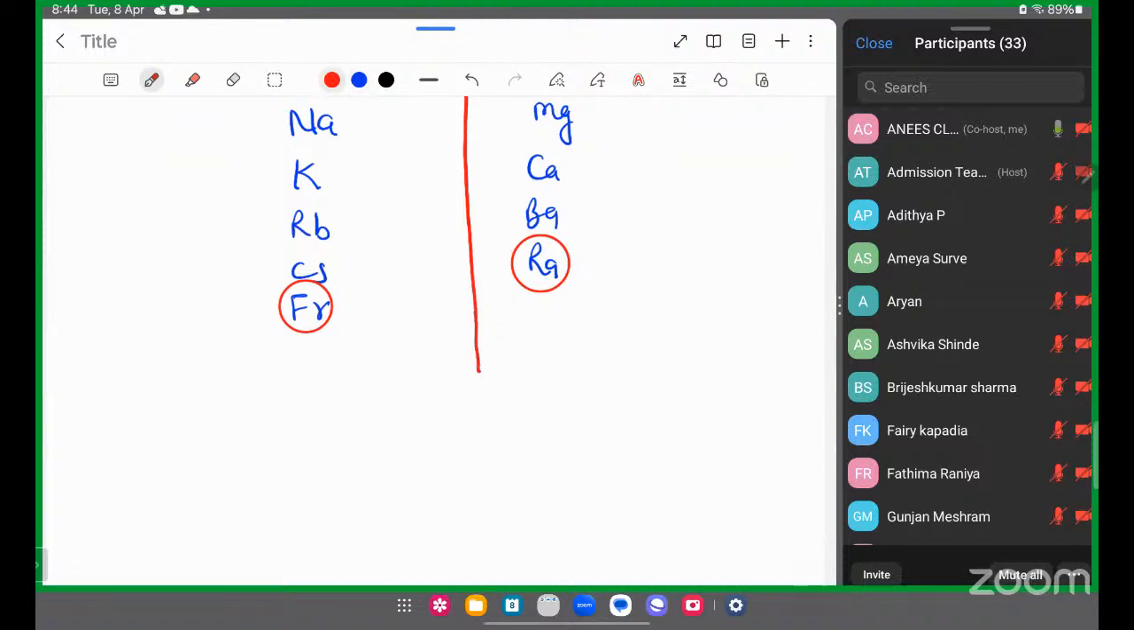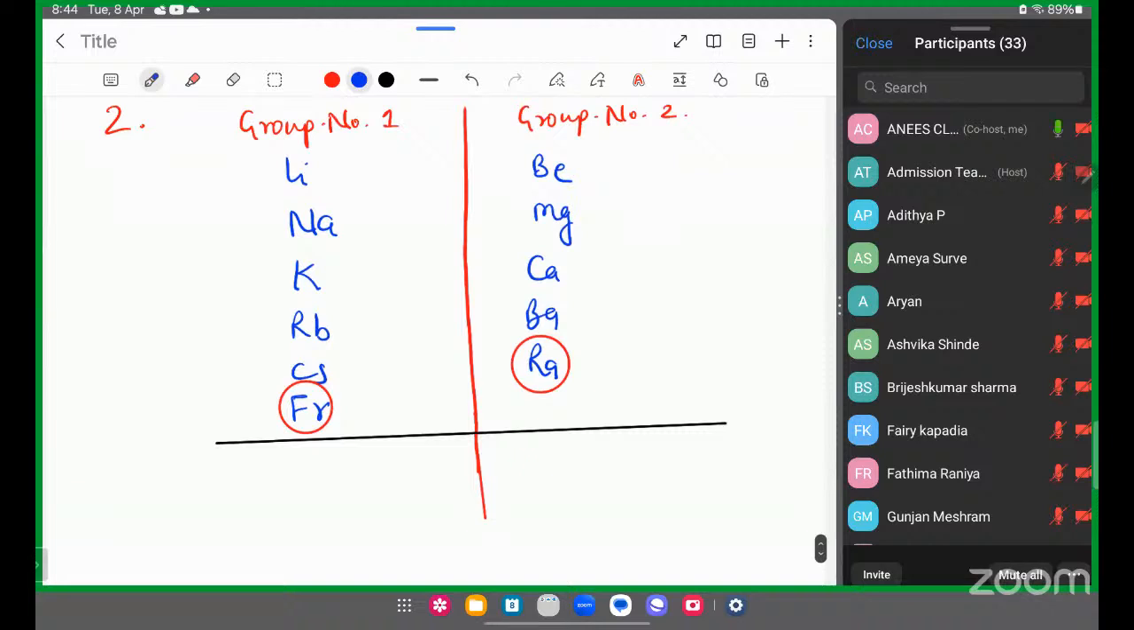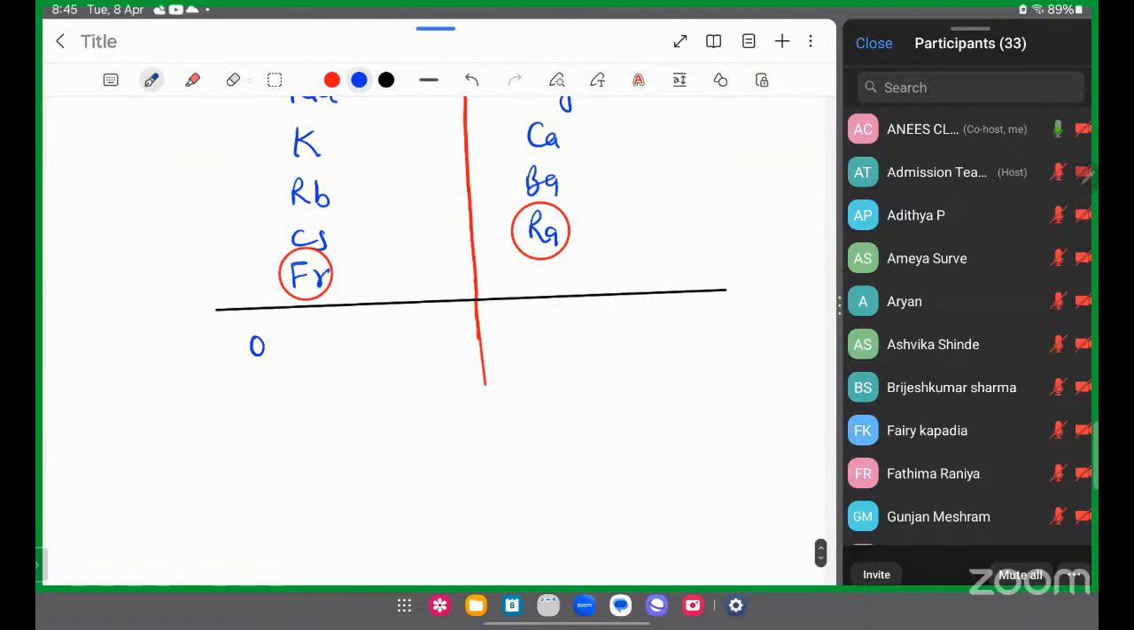The interesting point about these elements is that their oxidation number is always fixed. It will not be changed with any element. If group number 1 elements are bonded with any other atom, whether it is a non-metal or any other form of atom, their oxidation number will always be +1. So the oxidation number of group 1 is always +1, and the oxidation number of group 2 is always +2. So this oxidation number is never going to change.